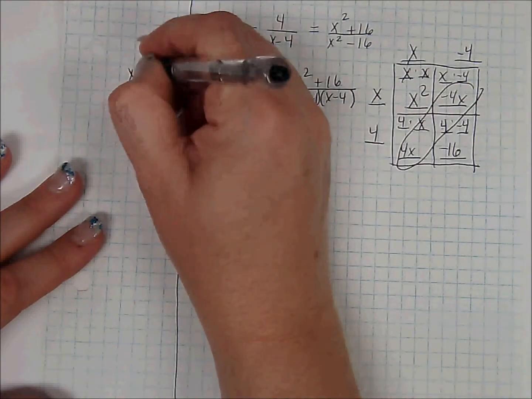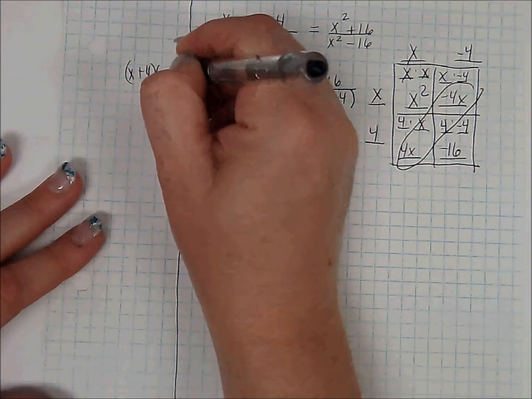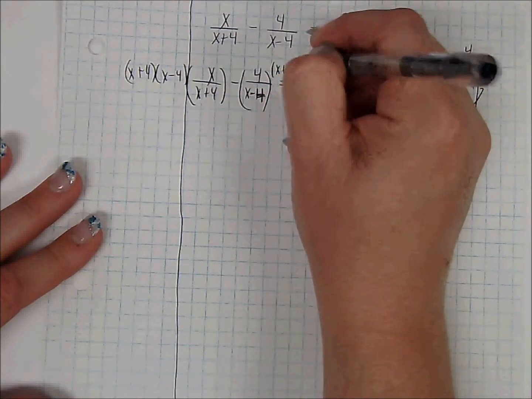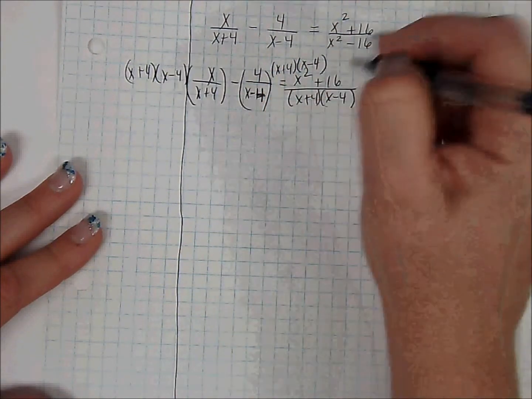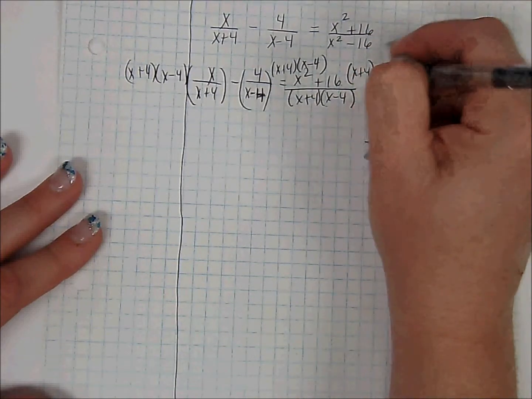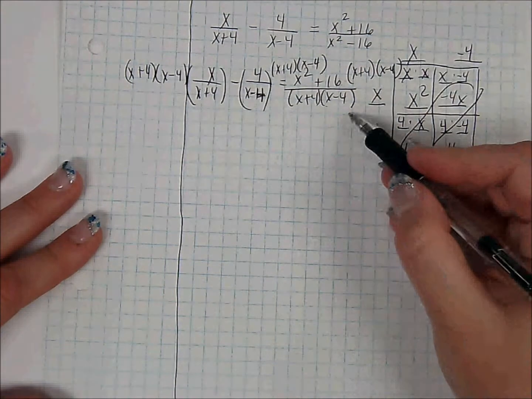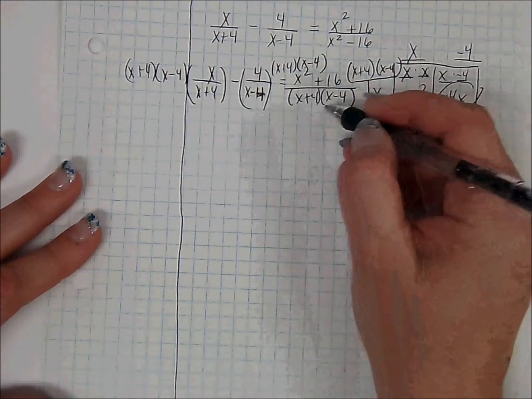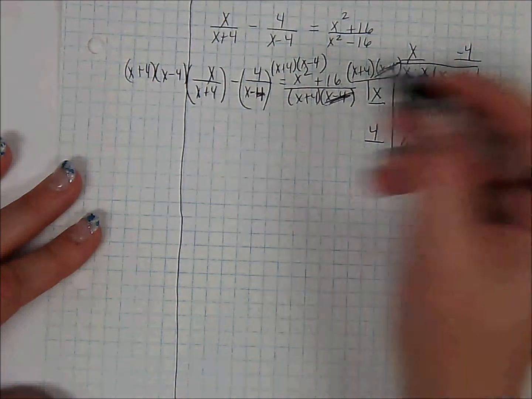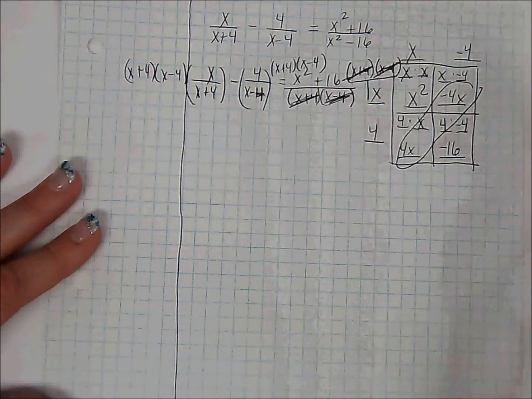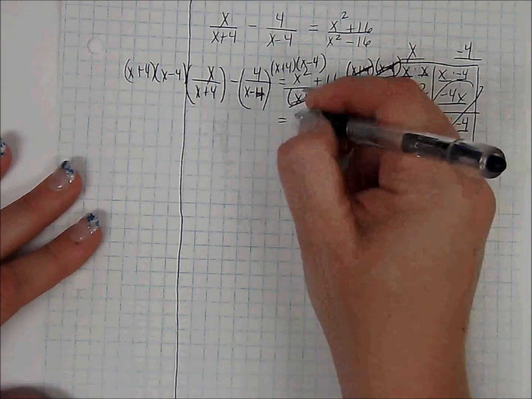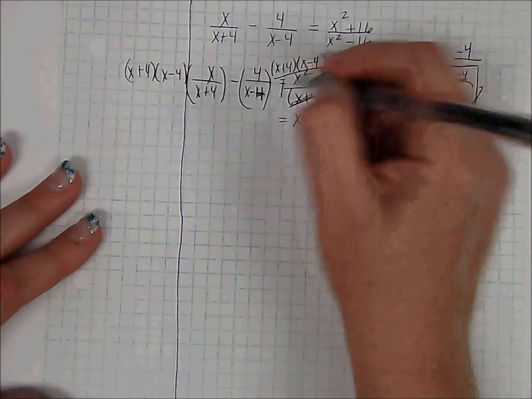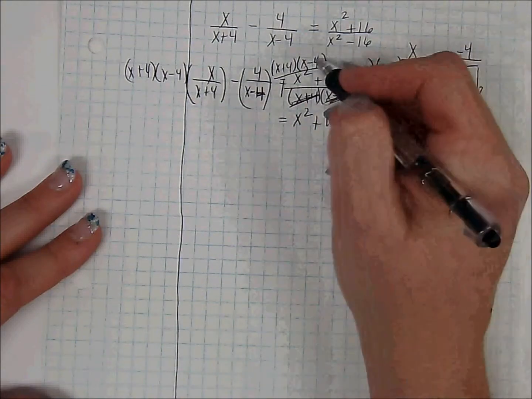So I multiply this term times x plus 4, x minus 4, and this term times x plus 4, x minus 4, and this term times x plus 4, x minus 4. Well, here, remember this is over 1, but you have an x minus 4 and an x minus 4. There's a 1. X plus 4, x plus 4, there's a 1. And you're left with x squared plus 16 on the right hand side. This is all over 1.